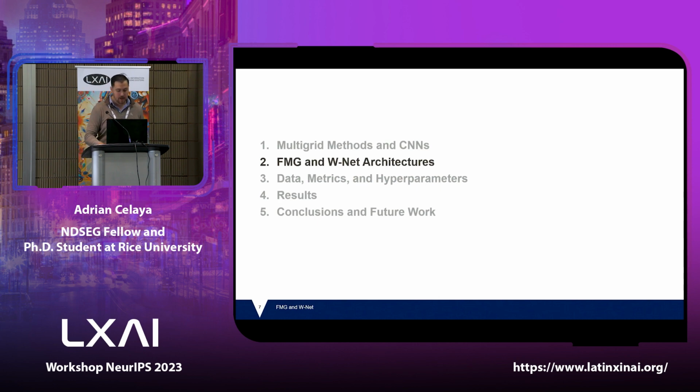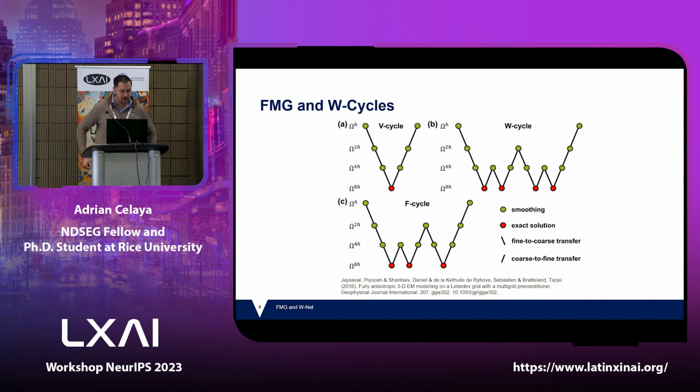All right, so let's go into the FMG and WNet architectures, which build on that similarity between the V-cycle and UNet architecture. The V-cycle, like you saw earlier, pretty much just goes straight down and straight up with this notion of a skip connection, which they call corrections in that case. But you see in panels B and C that there are other, more sophisticated versions of this V-cycle called the W-cycle and the F-cycle, or full multigrid cycle.